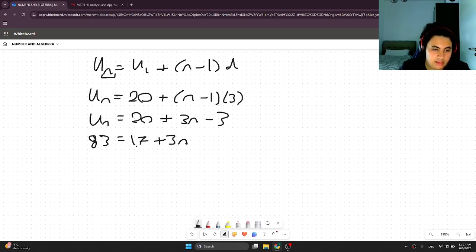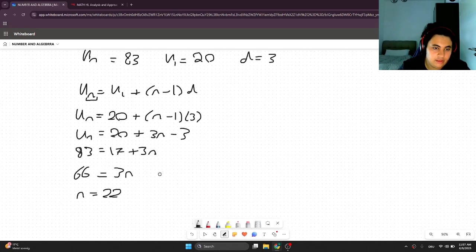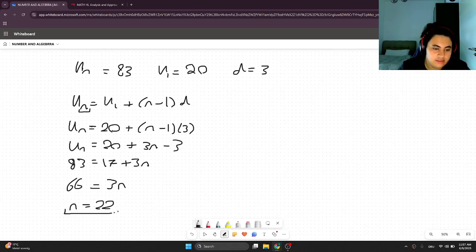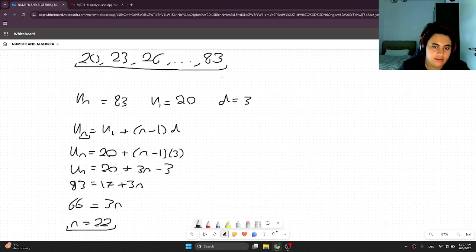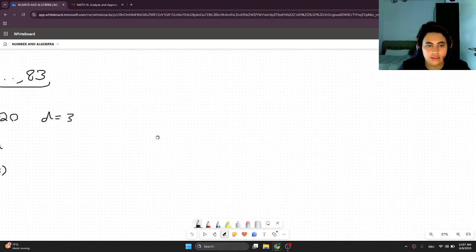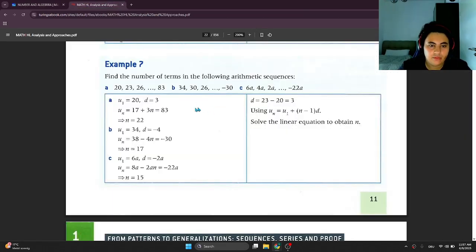solve for. So 83 minus 17 is going to be 66, right? Is equal to 3n. And then if you divide both sides by 3, you're going to get n is equal to 22. Okay, so this is how many terms are in this sequence. There are 22 terms in this given sequence. Okay, cool. Let's move on to the next one.